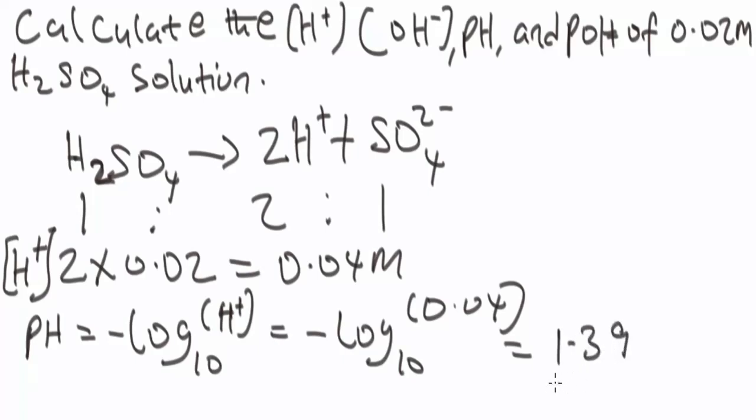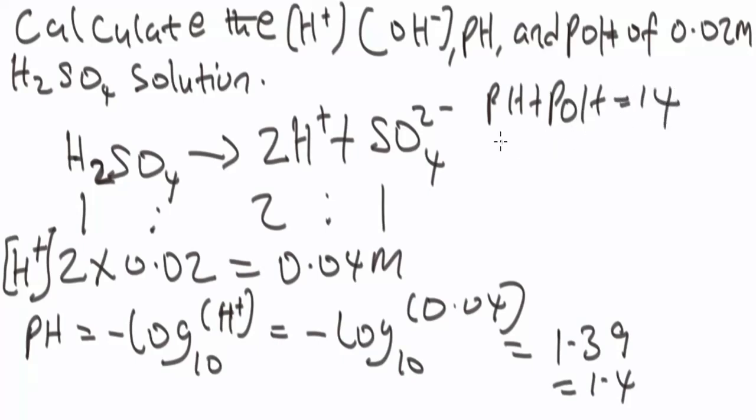Alright, if you want to leave it in one decimal place, it's going to be 1.4. So this will be the pH of this solution. Now let's get the pOH. Remember, pH plus pOH equals 14. Then you put the value for the pH. We have 1.4 plus pOH equals 14.